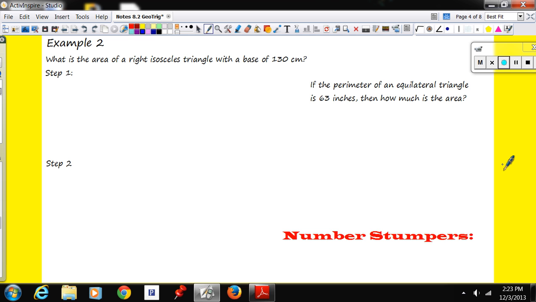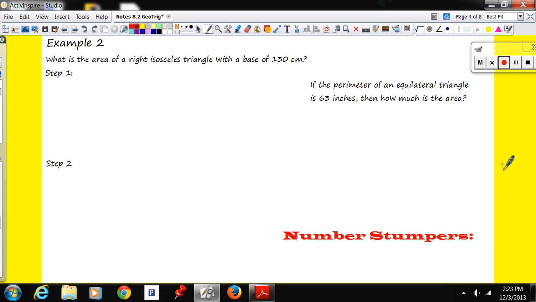Right isosceles. Okay, remember isosceles has two equal sides. Right isosceles, though, has to have a right angle in it. Where would the right angle need to be if the two equal sides are like this? It has to be on the top. You have to have your right angle on the top and your two equal sides.